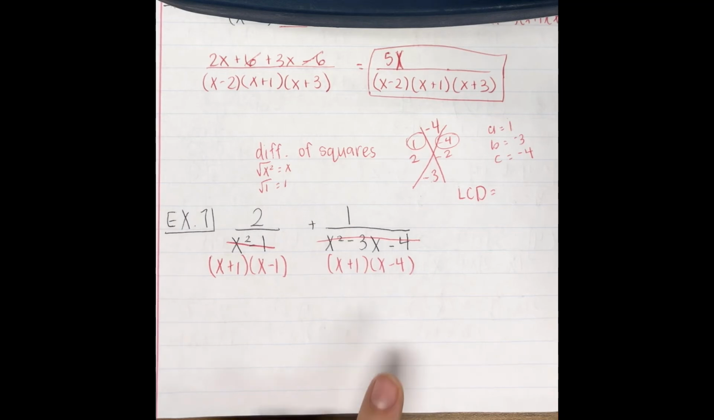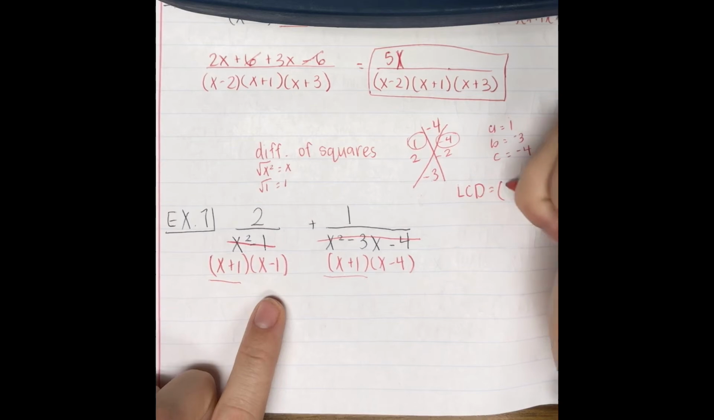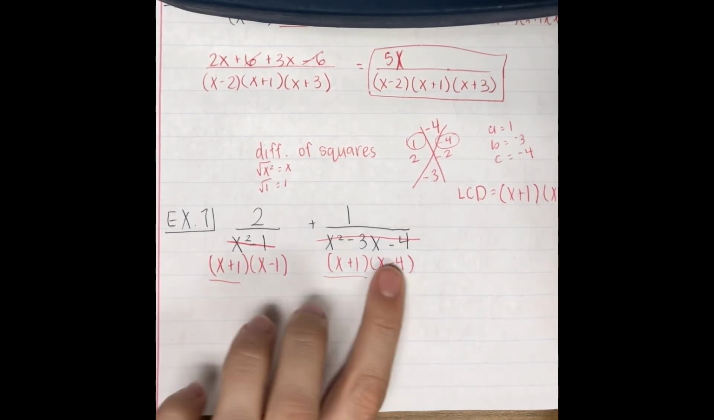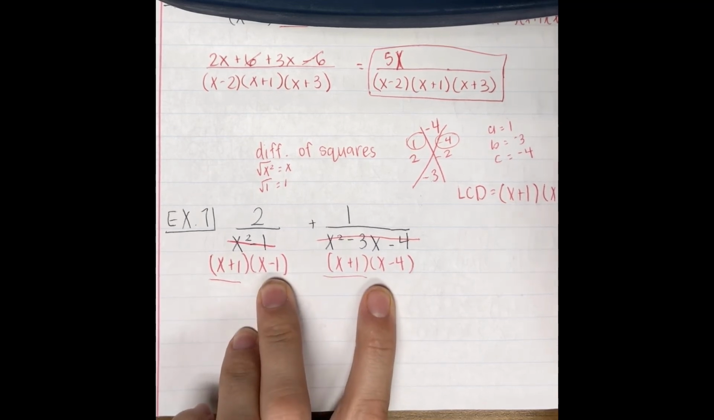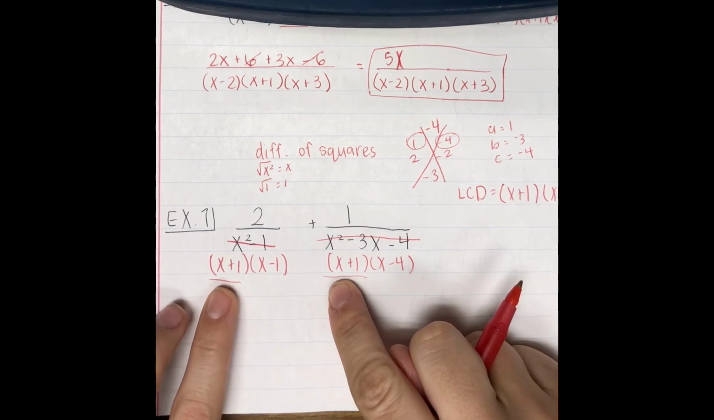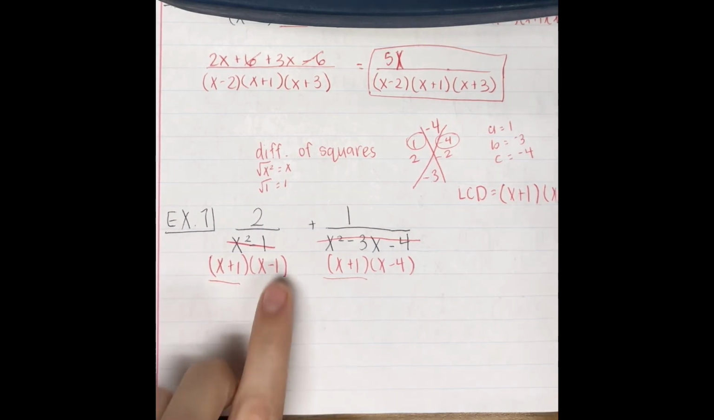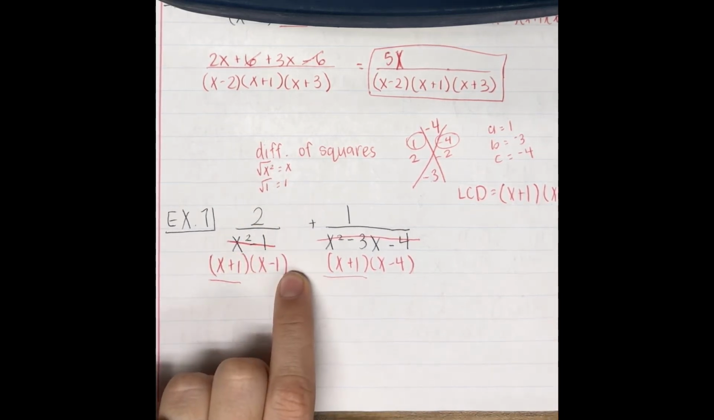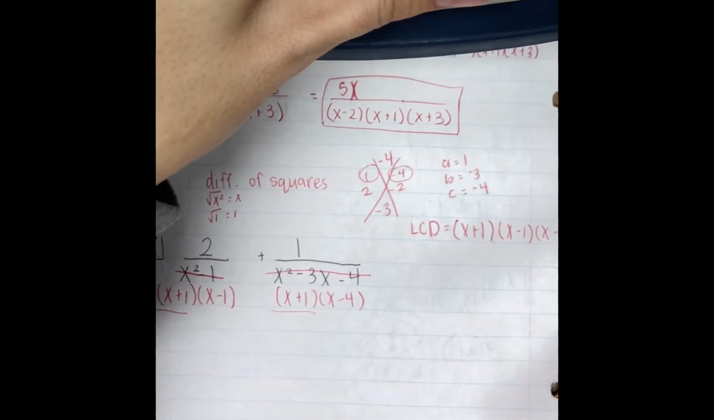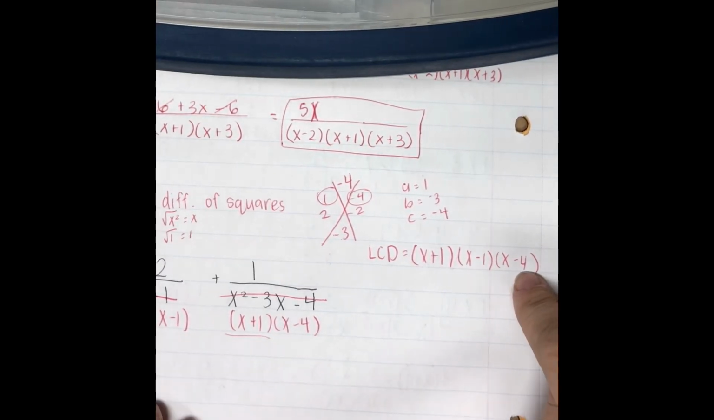Okay, so the one that they both have in common is this x plus 1. So LCD is going to be x plus 1, and then the 2 that they don't have in common, the x minus 1, the x minus 4. You're not putting the one that they both have in common twice, okay? So LCD is x plus 1, x minus 1, and x minus 4.